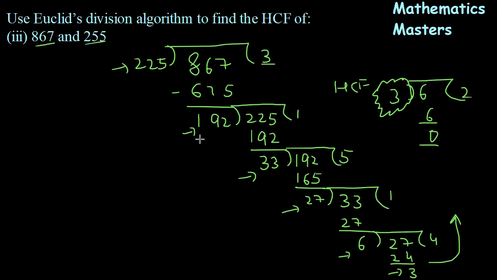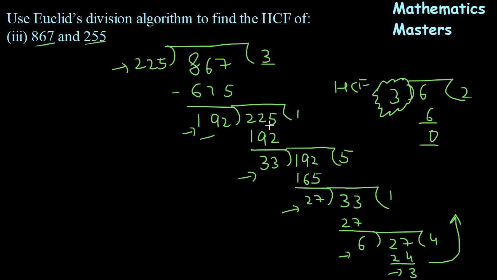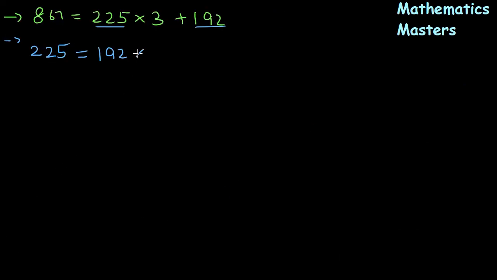Let me use a different color for the second one. As we were noting in the previous two examples, the previous divisor will become my dividend every time, and my previous remainder will become the divisor. So 225 becomes dividend and 192 becomes my divisor. 192 times 1 plus 33. This was the second step.